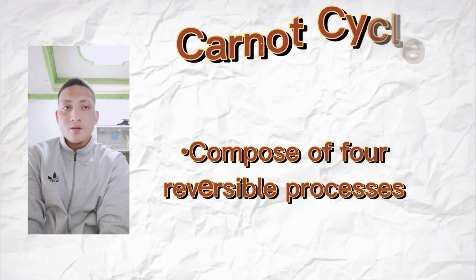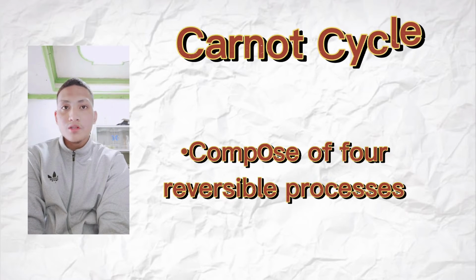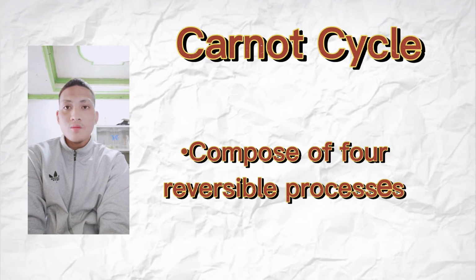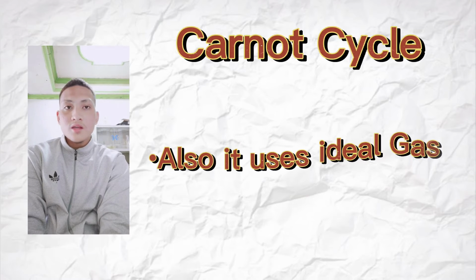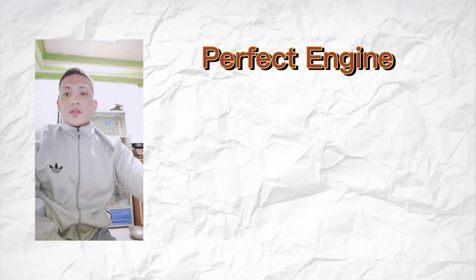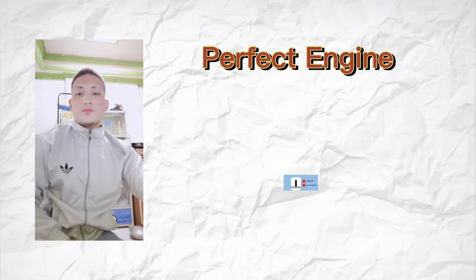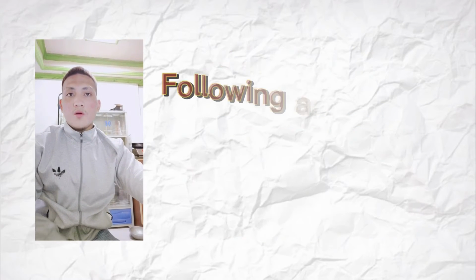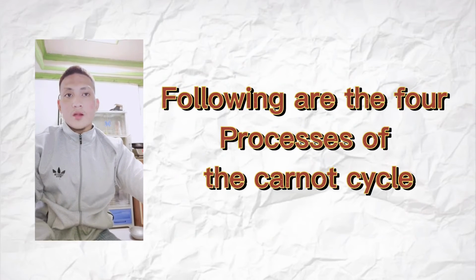A reversible process is a process whose direction can be reversed to return the system to its original position. Also, an ideal gas is used as the working medium. So that is the perfect engine. No friction, no heat transfer. And now, following are the four processes of the Carnot cycle.